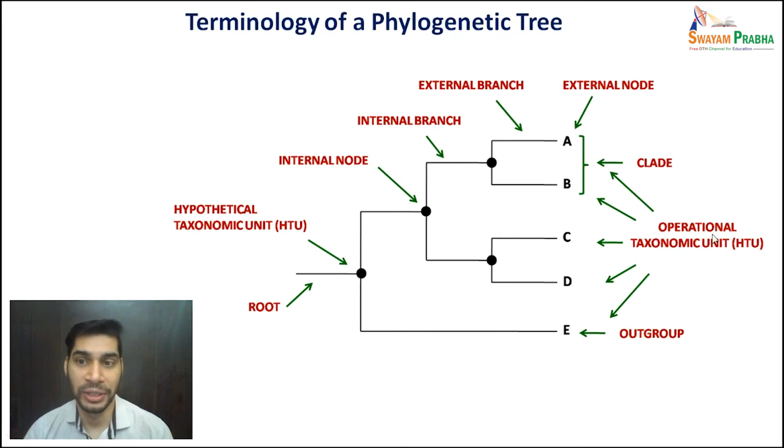These are the OTUs. There is an internal branch and there can be an external branch. Just like internal node, we have external nodes also, and these are the taxons which are having a common ancestor. So this represents a particular clade.